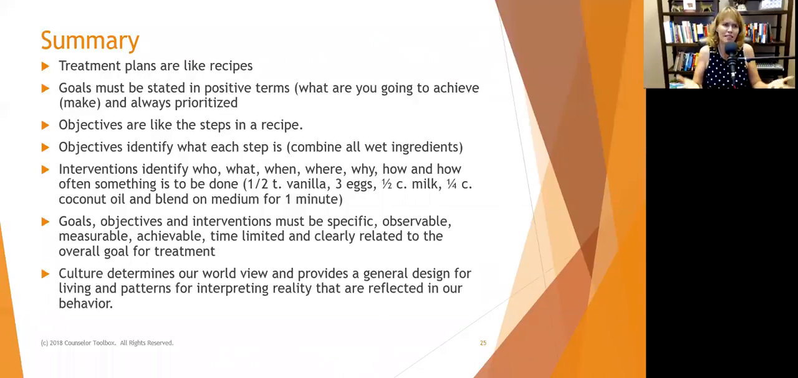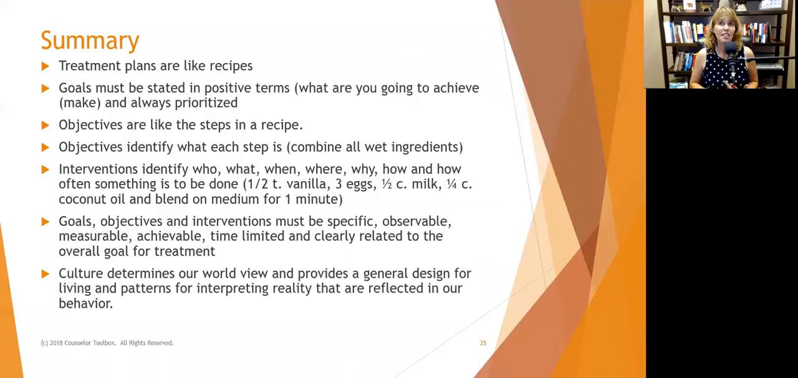We do the same thing, or a lot of us do, at Thanksgiving, when we start figuring out, oh my gosh, how am I going to make everything before company gets here? Objectives are like steps in the recipe. So the goal is the recipe itself. Objectives are the steps in the recipe, and identify what each step is. Interventions define who, what, when, where, why, how, and how often something is to be done. So in a recipe, it might say, add all of these things together and blend on medium for 1 minute. So it tells you how often or how long to do something.